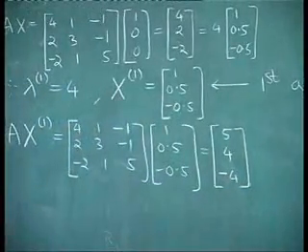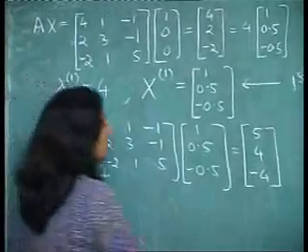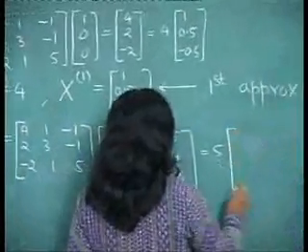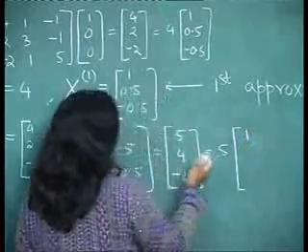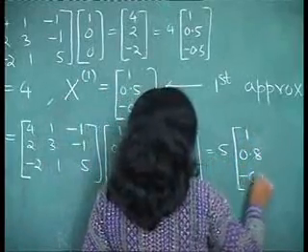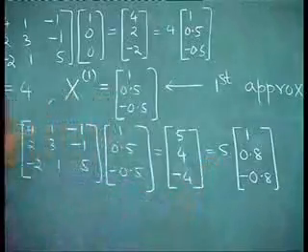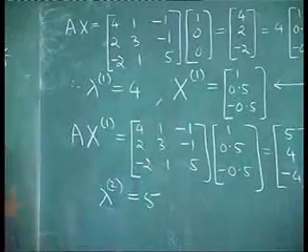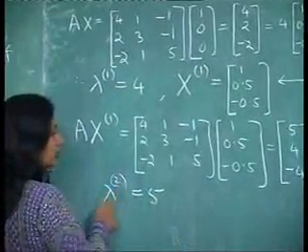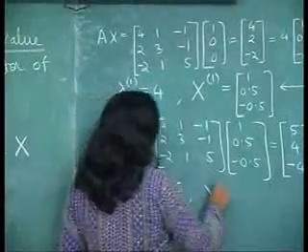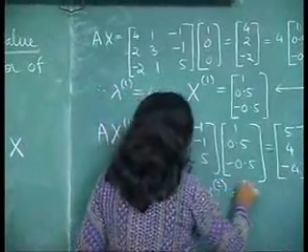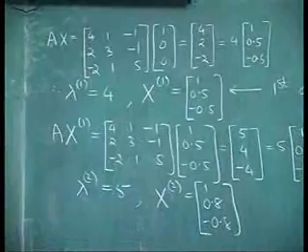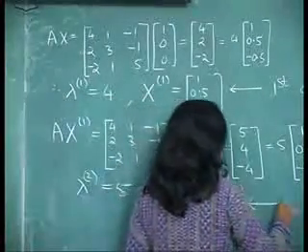Now remember what should be done. Take the biggest number outside the matrix, forget the sign. Out of these three, the biggest number is 5, take that outside the matrix. So we get 1, 4 upon 5 should be 0.8, minus 0.8. Whatever number you get outside the bracket, that is the next approximation to the largest eigenvalue. So my second approximation to the largest eigenvalue is 5 and second approximation to a corresponding eigenvector is 1, 0.8, minus 0.8.